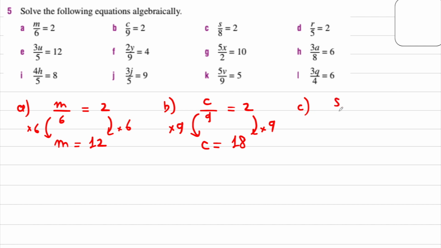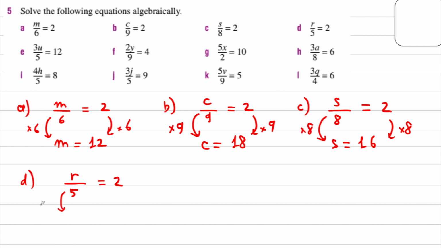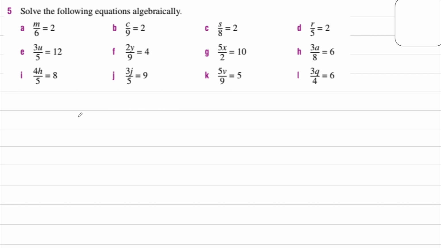About C, 8 over 8 equals 2. Okay, multiply this with 8, and this one multiply by 8 also. Here is 8, and here is 16. The next one, you got D. r divided by 5 equals 2, multiply 5, and this one multiply 5. We got r here and 10 here. Yeah, that is question D. Oh, sorry, I erased it a little quickly.